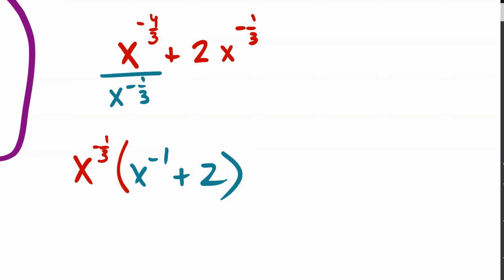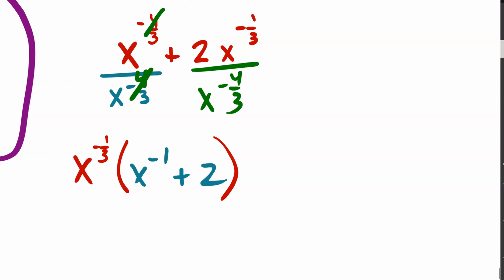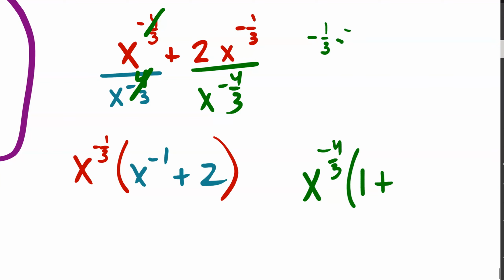What if instead of pulling out a negative 1/3, I pull out the larger one? Pull out the larger one and let's see what happens. I'm going to divide each of these by x to the negative 4/3. So you see this one goes away because it's the exact same thing. So I pull out an x to the negative 4/3 and I get 1 plus, and then the issue is negative 1/3 minus a negative 4/3, which is equal to 3/3, which is 1. So this gives me a positive exponent inside when I'm factoring it out.